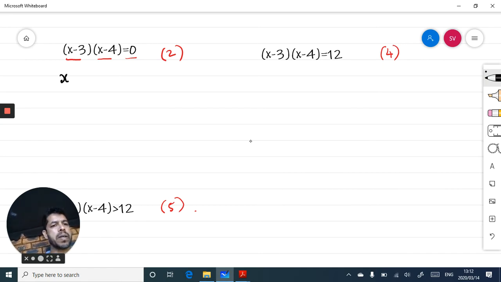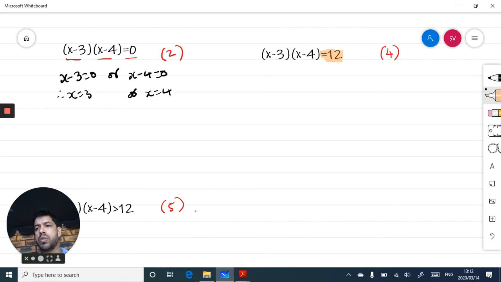It means my first bracket x minus 3 equals 0 or x minus 4 equals 0. Therefore, if I transpose 3 to the other side, x equals 3 or x equals 4. This looks like 2 marks of work, and I'm done with this example. 2 steps, 2 answers, I'm done. If I'm looking at the next example, it says 4. The only difference between these 2 examples is on the right hand side, I have equals 12.